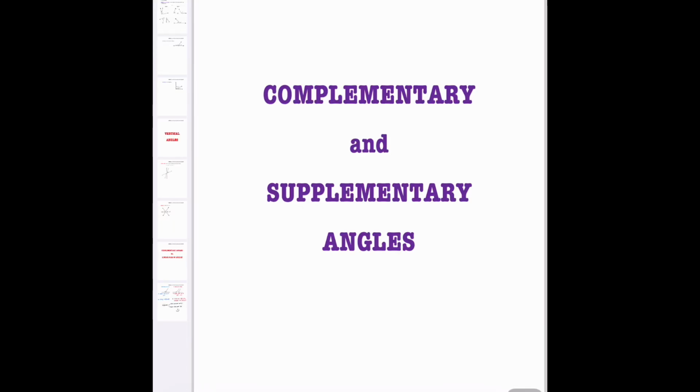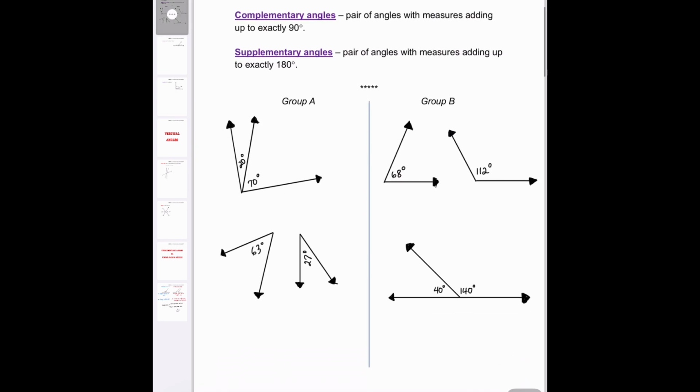This is Mr. H. In this video, I will be discussing with you the three different types of angle pairs. We will start with complementary and supplementary angles. So what are complementary and supplementary angles?